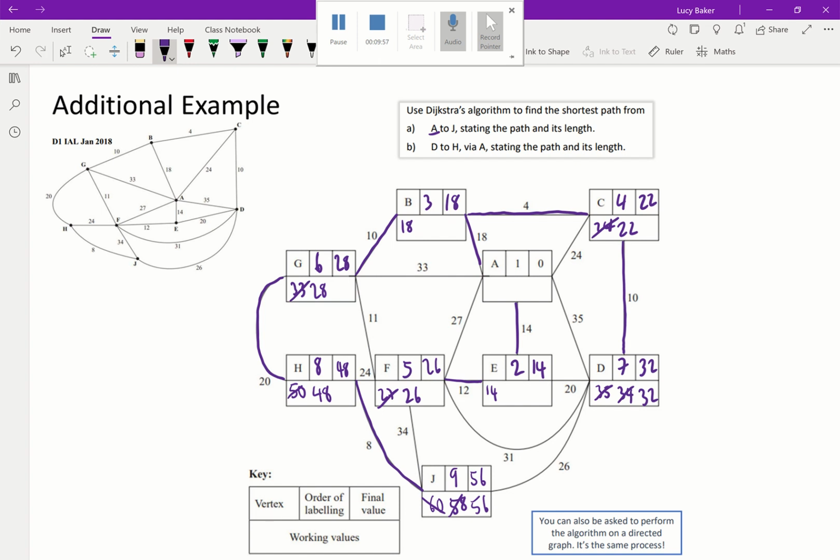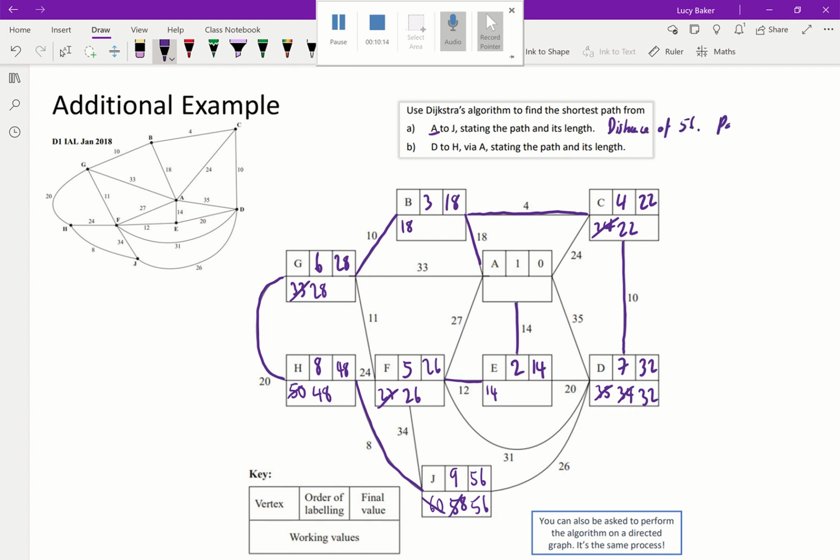So I've now completed the diagram. I now know that the shortest path from A to J is a distance of 56. So, a distance of 56.